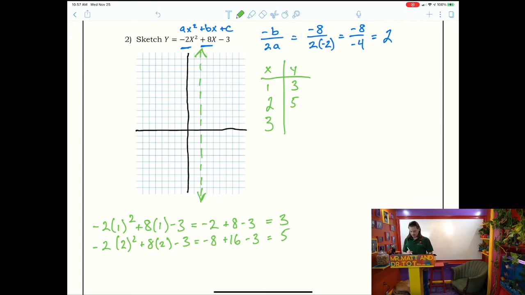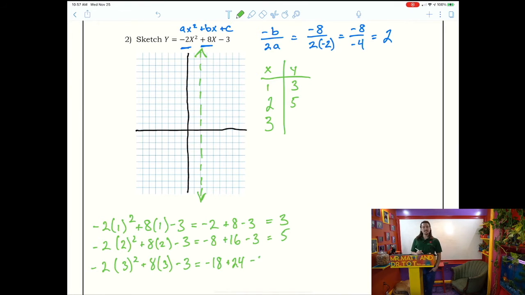And lastly, if we evaluate positive 3, we're going to get negative 2 times 3 squared plus 8 times 3 minus 3. 3 squared is 9. 9 times negative 2 is a negative 18. 8 times 3 is 24. And then we have a minus 3. Negative 18 and a negative 3 will make a negative 21. Negative 21 and positive 24 will give us a positive 3.